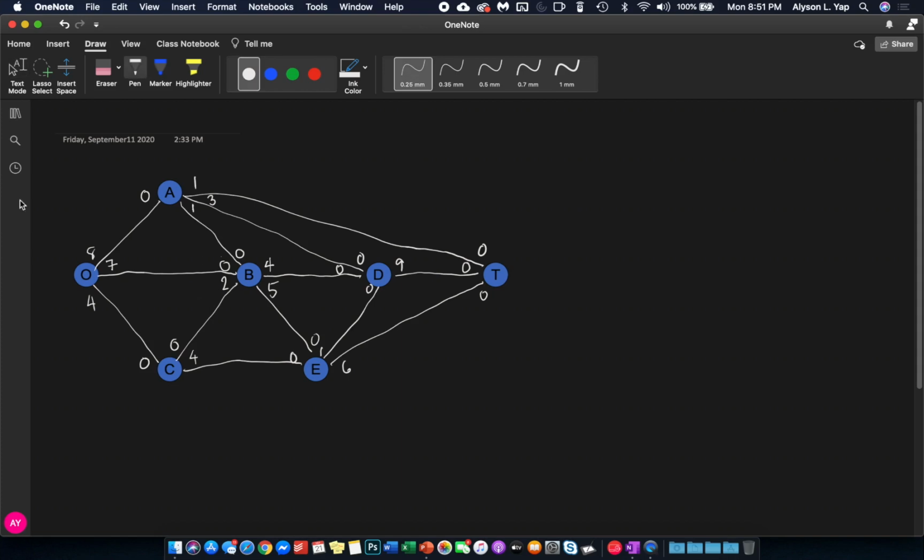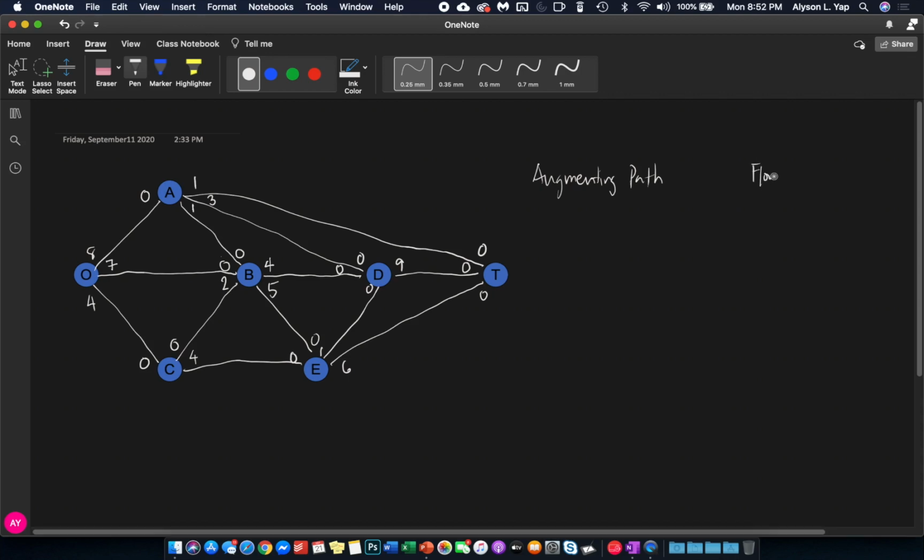Now, given that we've already converted the graph into its residual capacity, all we have to do now is to identify the different augmenting paths. So let me put here augmenting path, and let me put the flow or the augmenting path capacity. Okay, and then finally we will have total flow on the right.